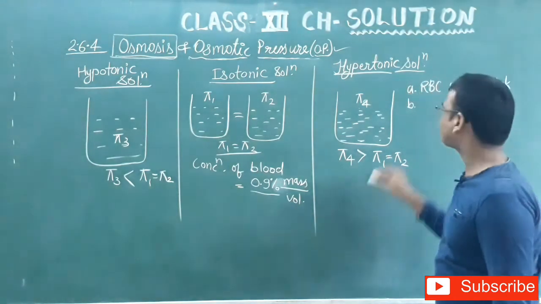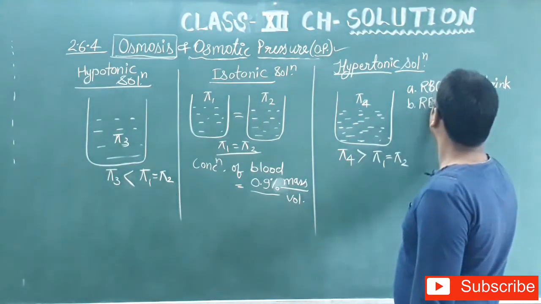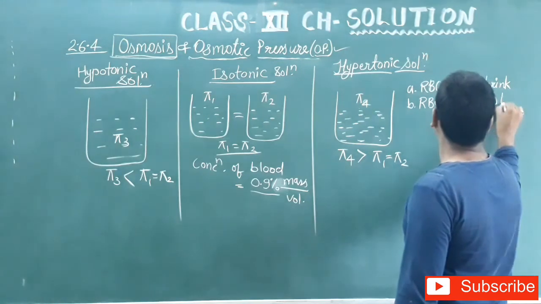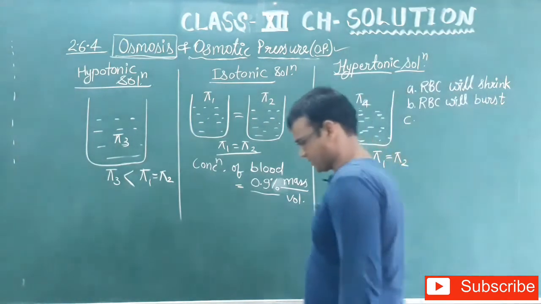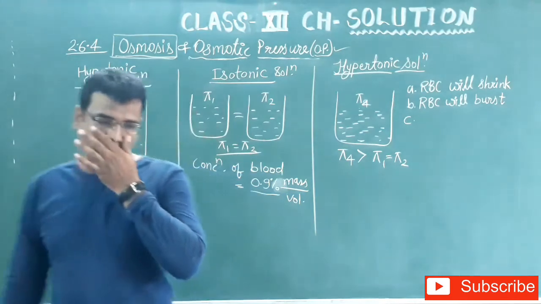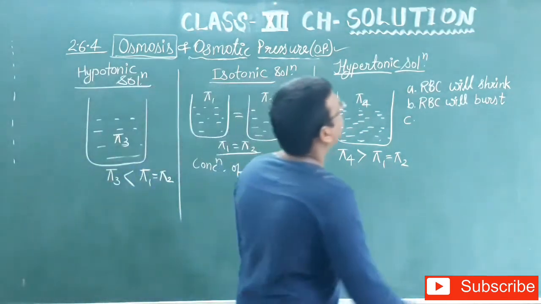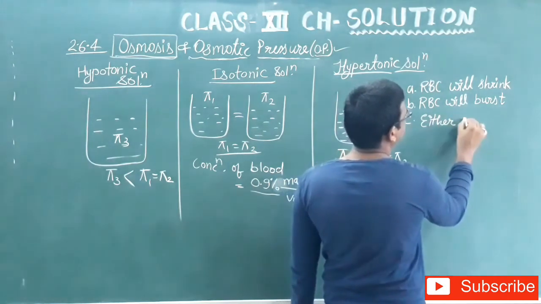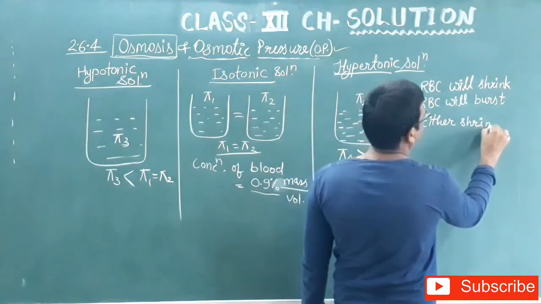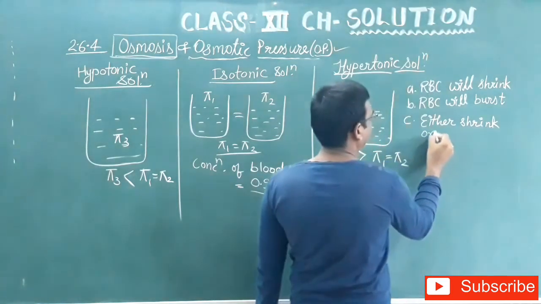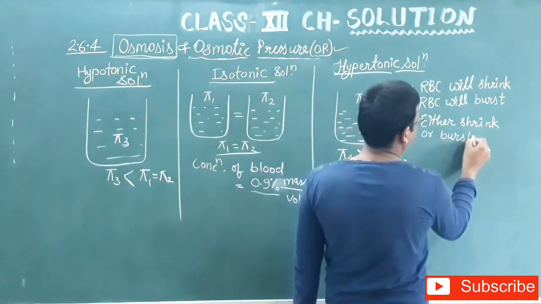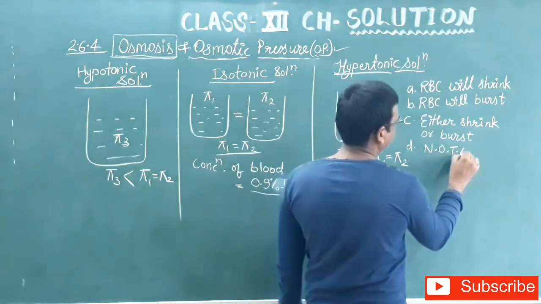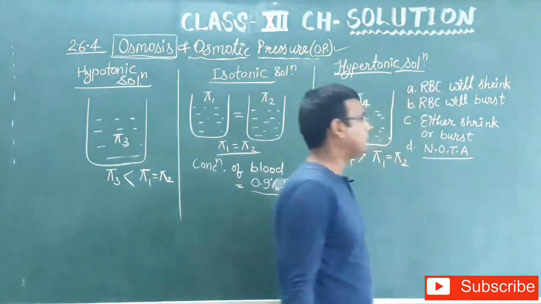Second, RBC will burst. Next, either shrink or burst. And the fourth option is none of the above, none of the above.